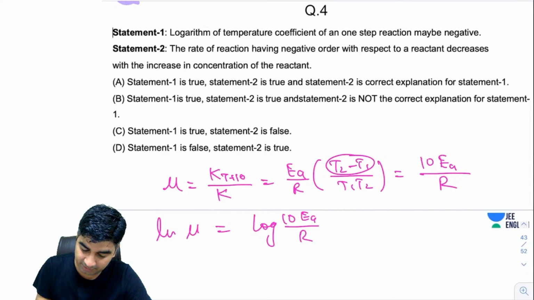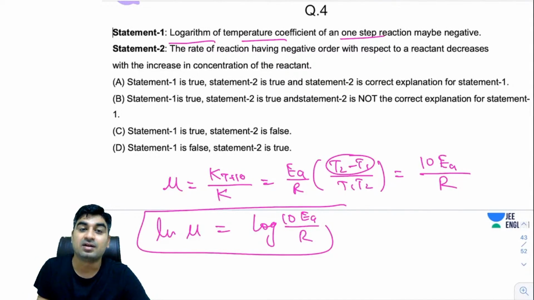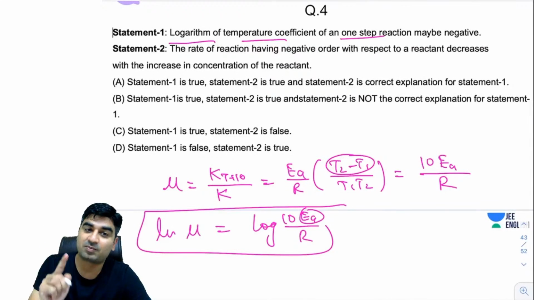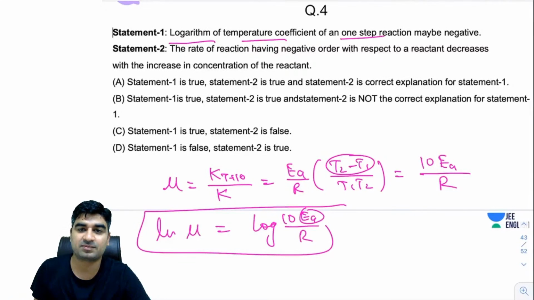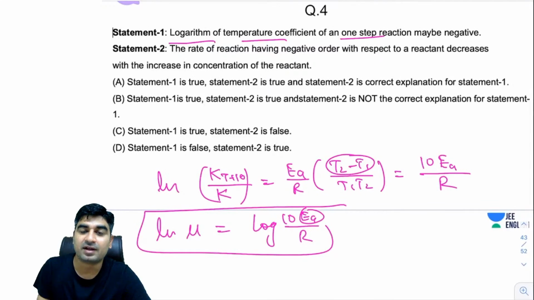So now again read it. What it says, logarithm of temperature coefficient of one step. Now if process is one step, it means EA will be positive. If process is one step, EA will be positive. Yes or no? Tell me. Okay, actually it is logarithm of this. I have committed a small error. It is ln this. So EA will always be positive.